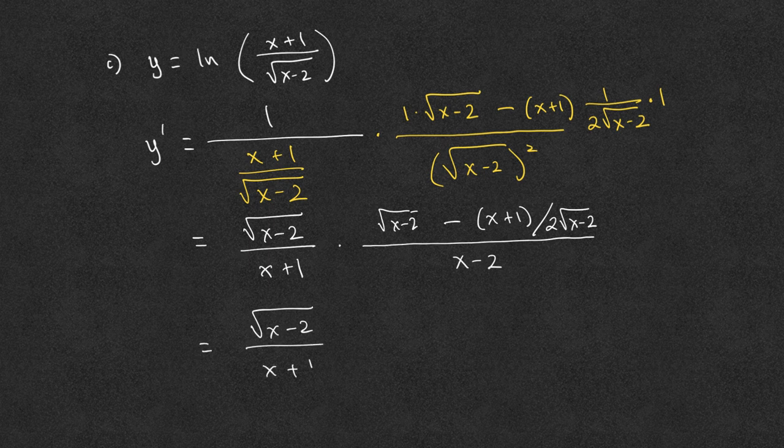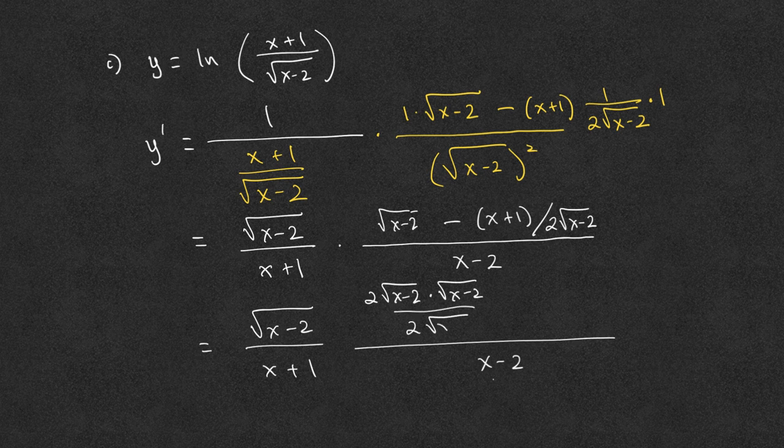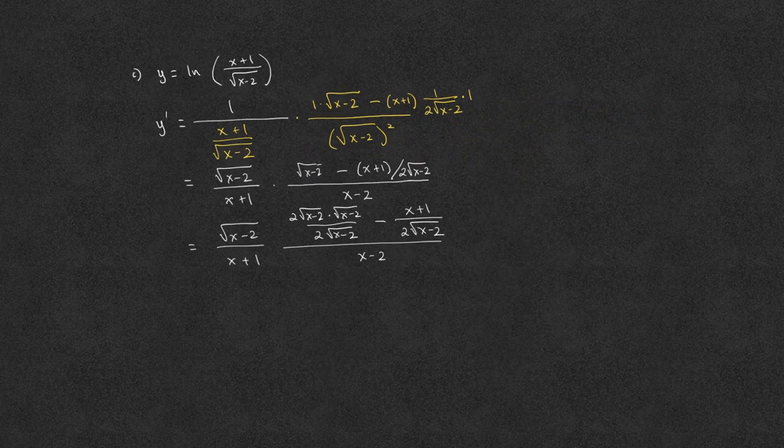The common denominator in the numerator is 2 the square root of x minus 2. And so we would take the square root of x minus 2 times 2 the square root of x minus 2 over 2 the square root of x minus 2. Notice that this will give us the square root of x minus 2 back. Minus x plus 1 over 2 the square root of x minus 2. We do that because we want to combine the two terms.